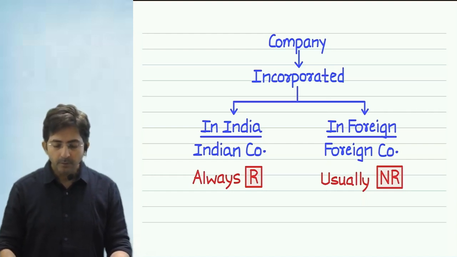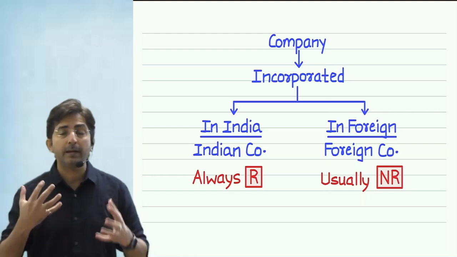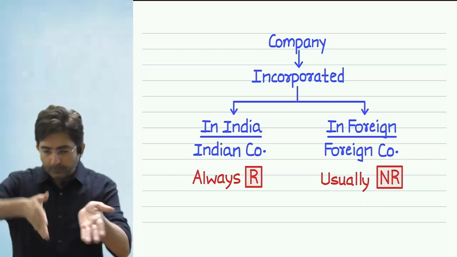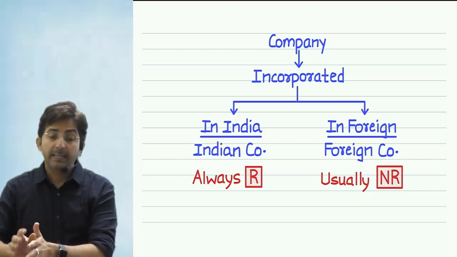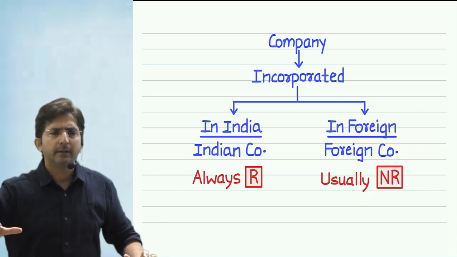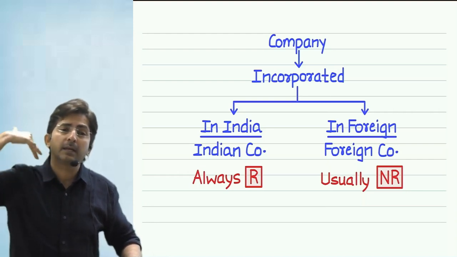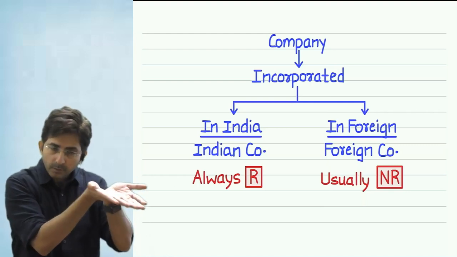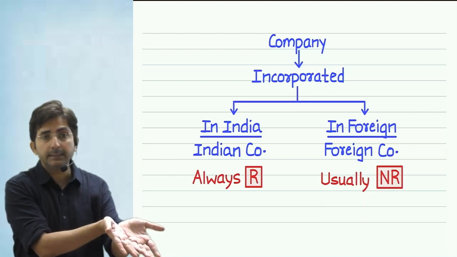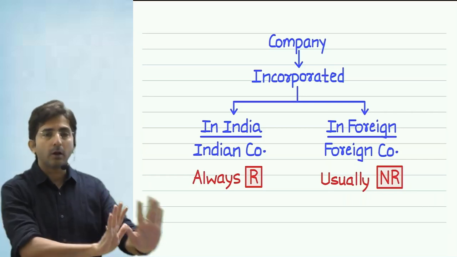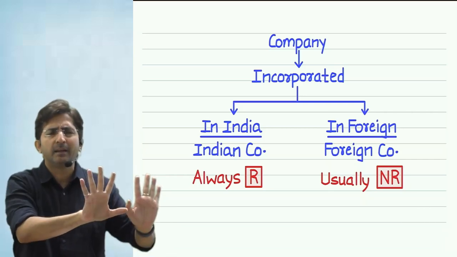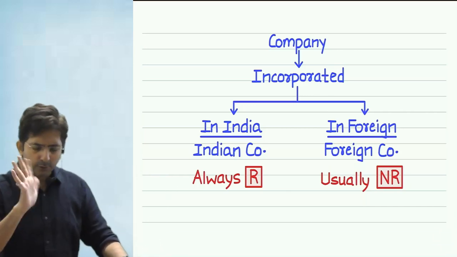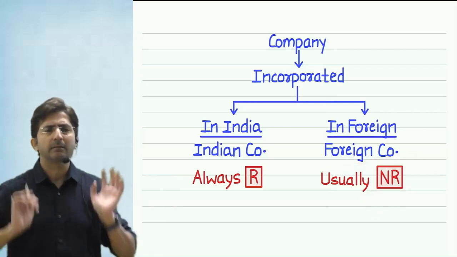Okay. So tell me this without looking. Look at me. For a company, you have to first see the incorporation. If incorporated in India, then you should call it an Indian company. And once an Indian company, it is always a resident. It can never be NR. But if a company is incorporated in a foreign country, then foreign companies are usually non-resident. They may be resident rarely, but when they can be resident is to be discussed later. Usually they are non-resident. As of now, you just remember foreign company means NR.